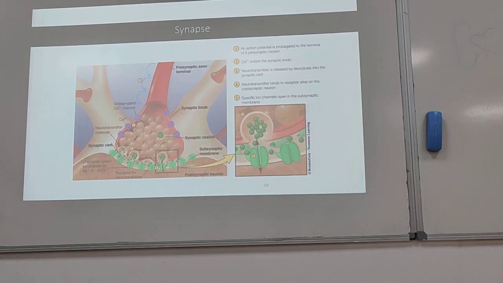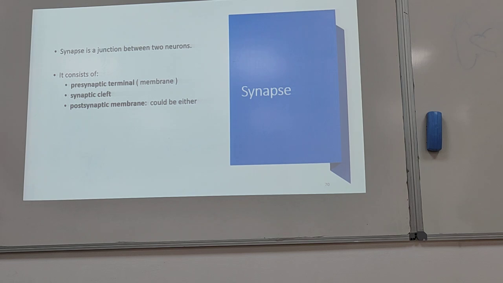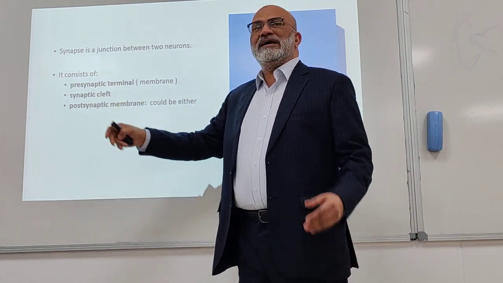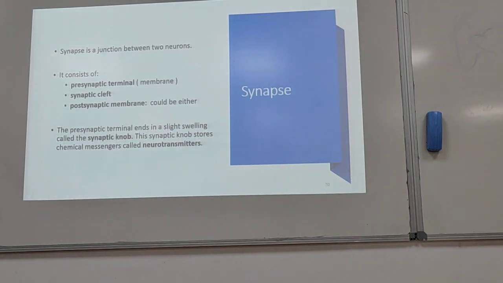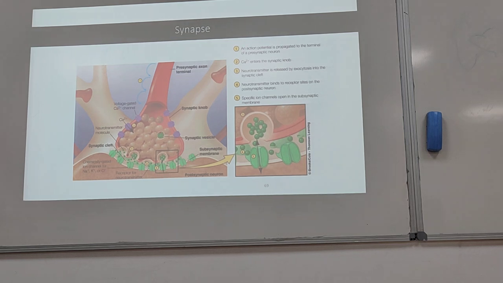Alright. So these steps I have put on the next slide. What is a synapse? Junction between 2 neurons. What are the parts of synapse? Presynaptic neuron, and then we have the postsynaptic neuron, and in between them is a space which is called synaptic cleft. The presynaptic terminal ends in a slight swelling which is called synaptic knob. And this contains the neurotransmitters.